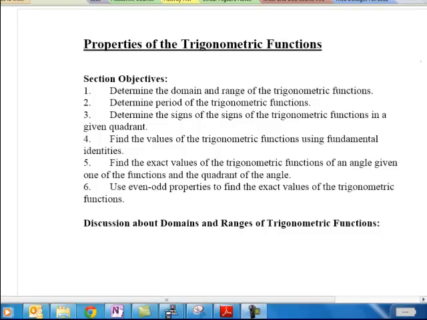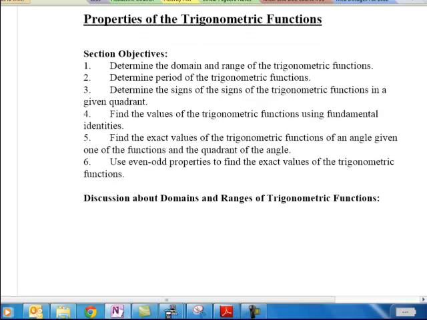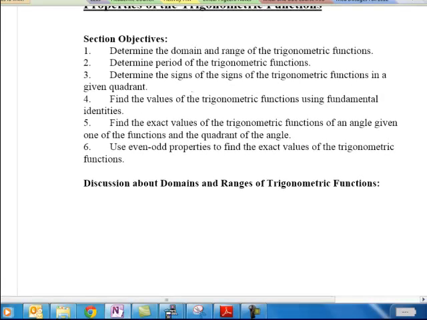This video will discuss several of the key properties of trig functions, taking a unit circle approach to do so. The first thing we're going to start with is looking at domain and range. Then we'll look at something called the period of a trigonometric function.